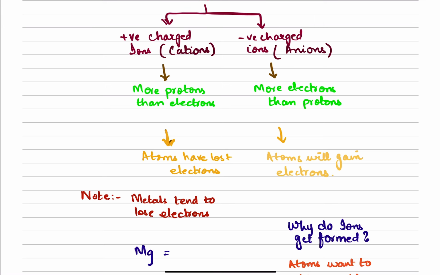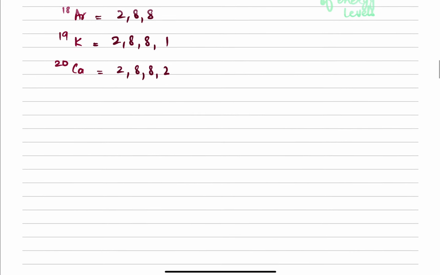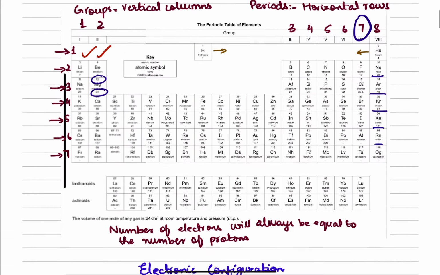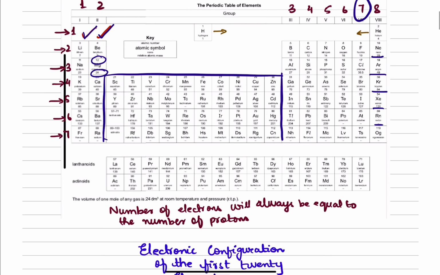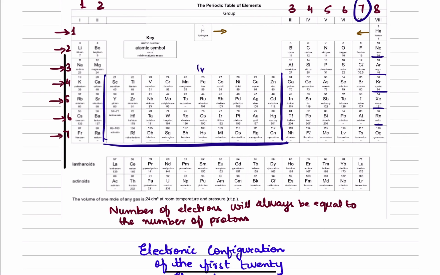If I look at the periodic table, we have group number 1, group number 2, and this section in the middle called transition elements. We will look at transition elements in future videos. These are all metals. Group 1, group 2, and all transition elements are metals. Metals tend to lose electrons.